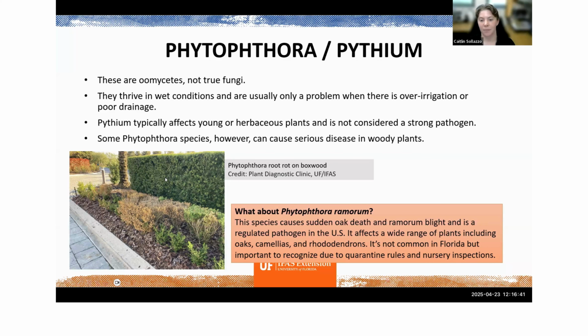If it was an abiotic issue, most likely both of these would have symptoms. And then I also included something here about Phytophthora ramorum. You may have heard about this before. It's a regulated pathogen. We don't really have it in Florida.